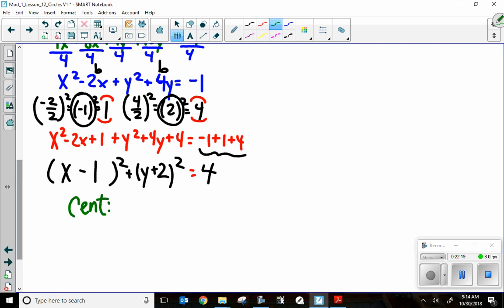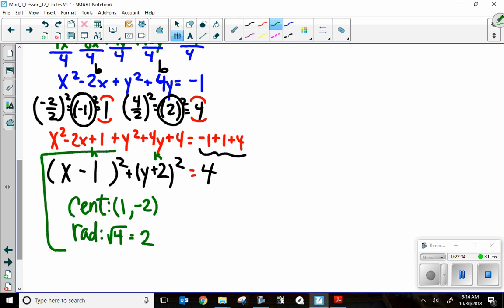My center, my h and my k, going to flip those signs. It's positive 1, negative 2. My radius, well, my radius squared is 4, so I want the square root of that, 2.